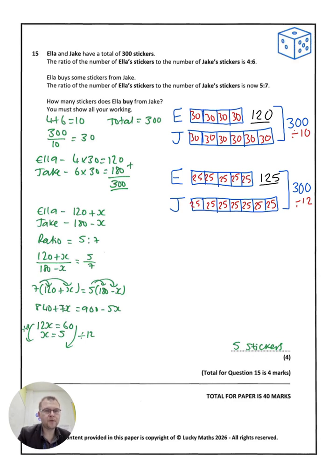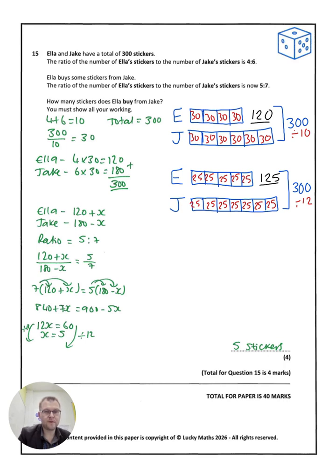But now obviously, if Ella buys some stickers from Jake, we're redistributing the numbers slightly. And for that, we need a new bar model. And this time, 5 to 7 is a total of 12 boxes. So therefore, because the total number of stickers has not changed, it's just the distribution, 300 divided by 12 is therefore 25.